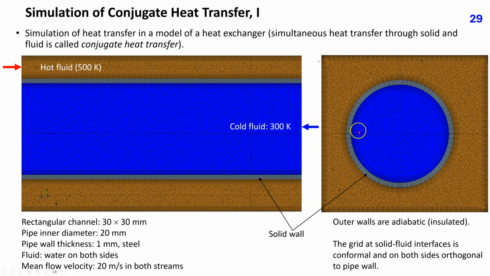The rectangular channel has dimensions 30 by 30 mm and its walls are diabatic. The pipe inner diameter is 20 mm and the pipe wall thickness is 1 mm. The wall material is steel, while the fluid on both sides is water, flowing at 20 meters per second in both streams, but in opposite directions. Computations were performed with Simcenter STAR-CCM+ software using the RANS method and the K-epsilon turbulence model with wall functions.